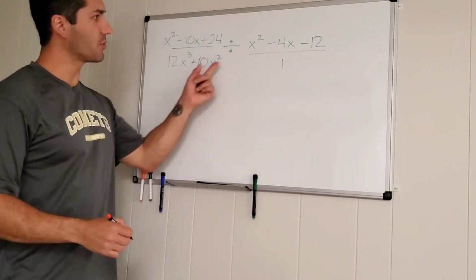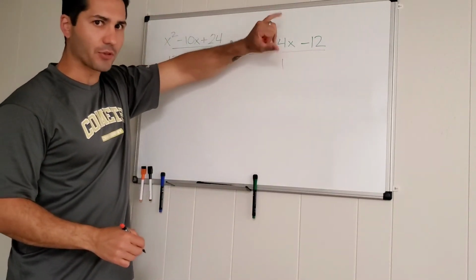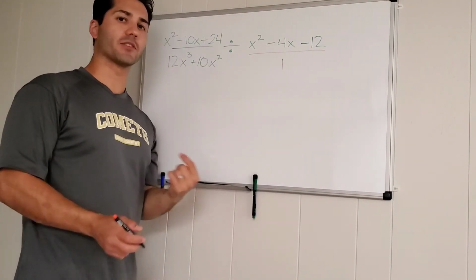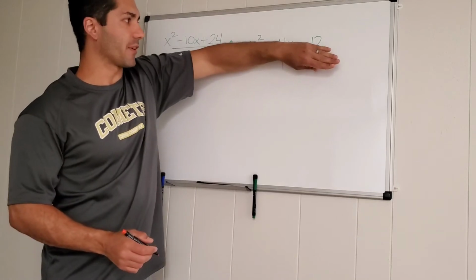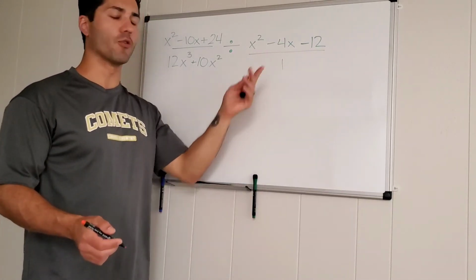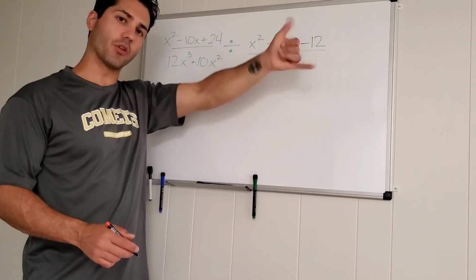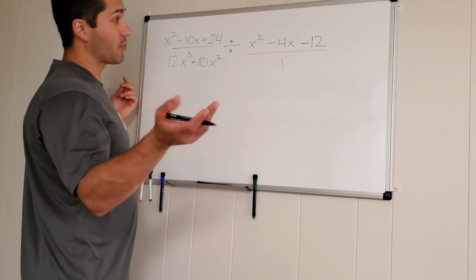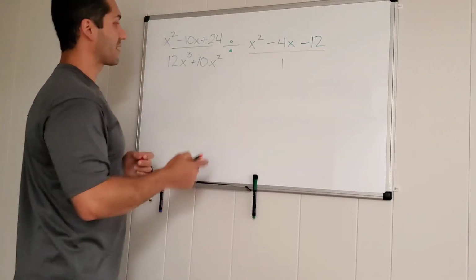Because now when you keep, change, flip, you realize when you flip this, it's actually going to be 1 over x squared minus 4x minus 12. Some people forget to put the 1 there, and when they flip it, they think it just stays the same. Putting it over 1 gives you that visual of it actually moving. And now it's the same thing. We're really going to work on some basic factoring and GCF.